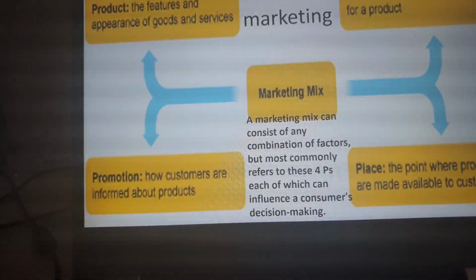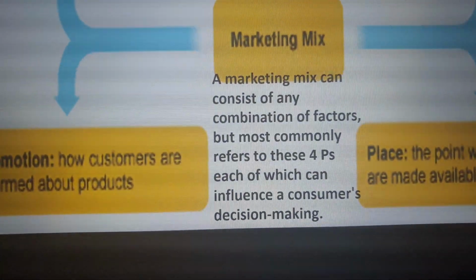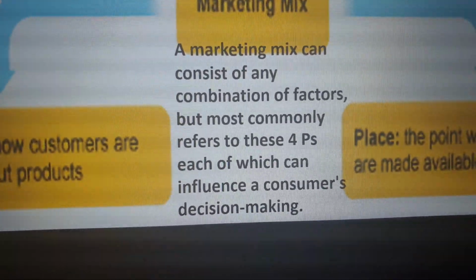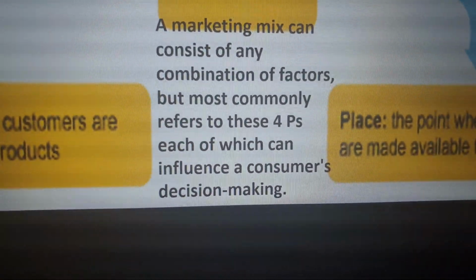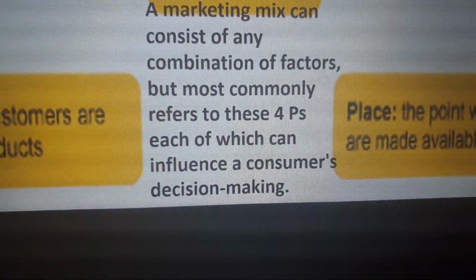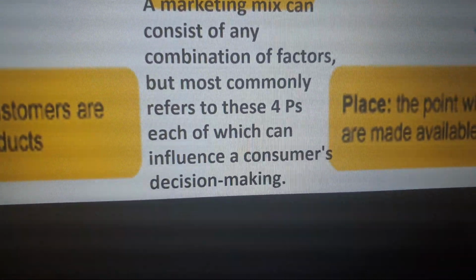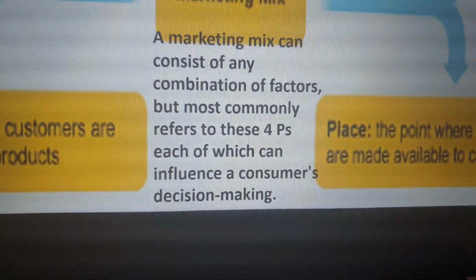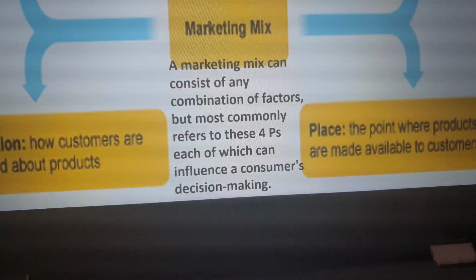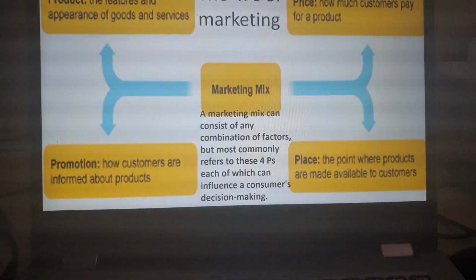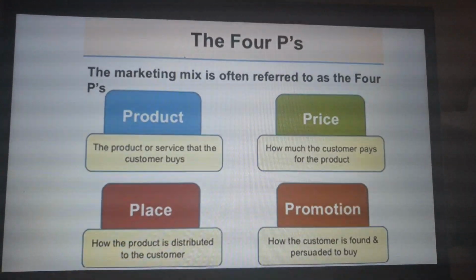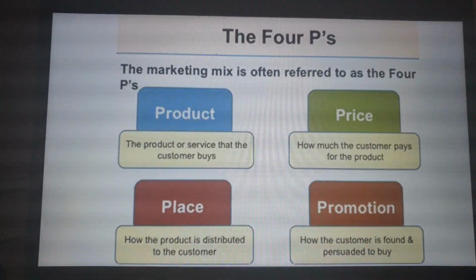So we are saying a marketing mix can consist of any combination of factors, but most commonly refers to these 4 P's, each of which can influence consumers' decision making. So it is these 4 P's that students of this unit are going to practice. Yes, we can go further. We shall talk a little further about the 4 P's.